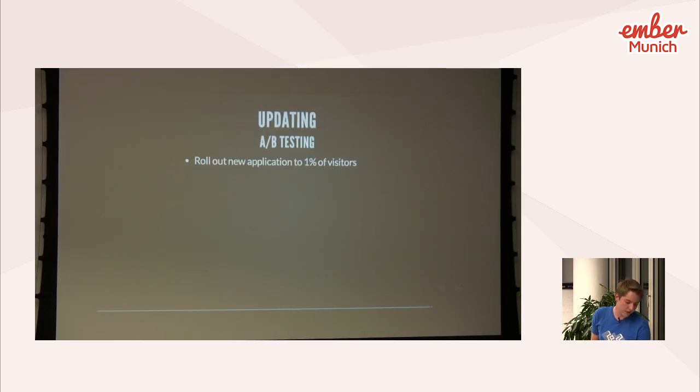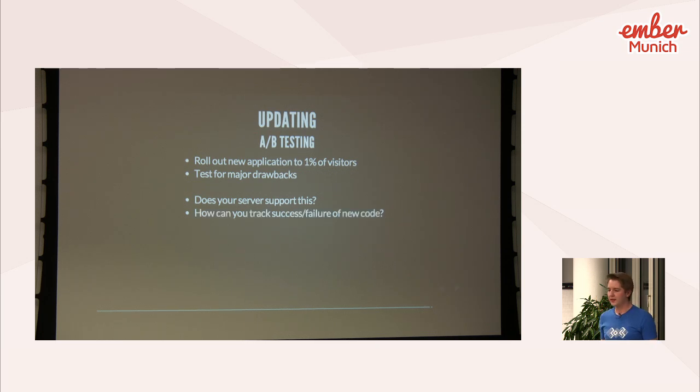Additionally, maybe you want to do A/B testing. So you roll out the application to like 1% of your visitors, and then you test if there are any major drawbacks, for example, in your revenue, or if there are errors with the updated code. Of course, this is something your server has to support, to first of all decide who will get a new version and who will get an old version of the application. And then again, how can you track the success or the failure of the new application?